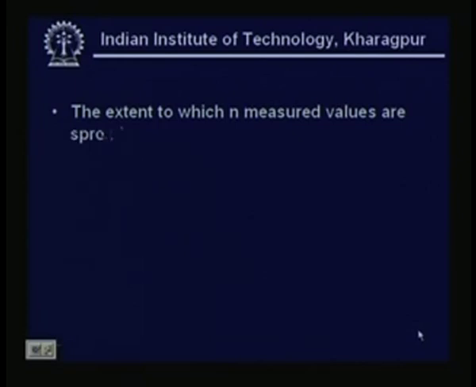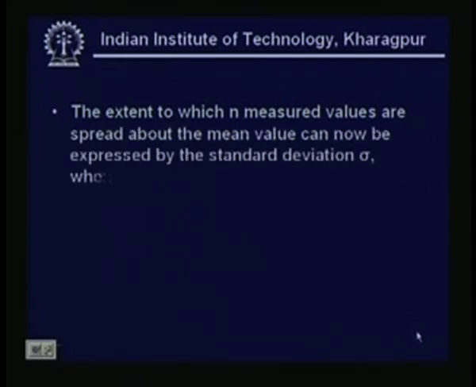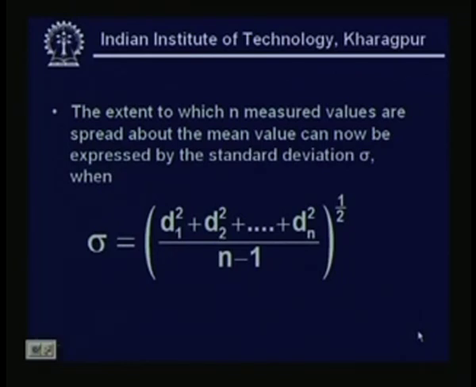The extent to which the measured values are spread about the mean value is expressed as the standard deviation sigma, where sigma equals the square root of d1 square plus d2 square plus so on dn square, upon n minus 1. So this is the standard deviation. We need it in future, that is the reason we are explaining it here.